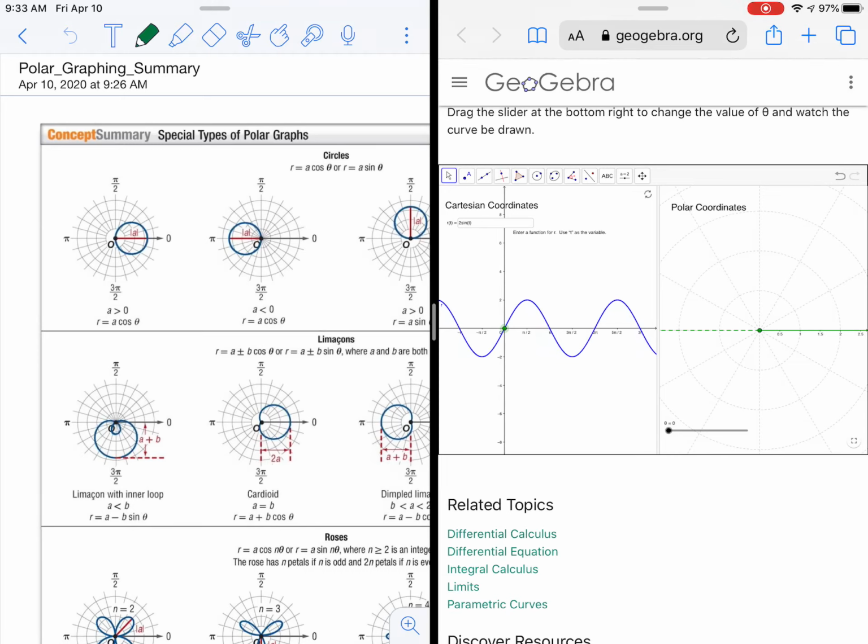To be completely honest, if we were in school, I would have introduced this topic of graphing polar equations by using GeoGebra. This link is available to you. So if you want to do a split screen like I'm doing and want to really explore and see where all these graphs are coming from, feel free to do exactly as I'm doing and follow along.